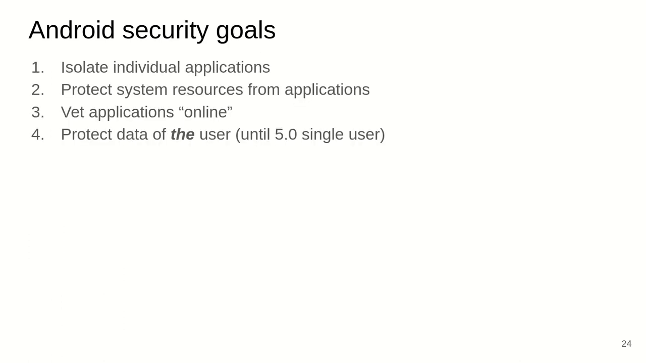If you look at the security goals, Android aims at specific security goals throughout the runtime of the system. Isolating individual applications, making sure that they can only communicate through the binder API, through interprocess calls, protecting system resources from applications, then vetting applications online, and protecting data of the user or the users that are on the system. Interesting to note is that Android until version 5 was single user, so only a single user could be working on a given phone or tablet or whatnot. Since Android 5, multiple users are allowed.